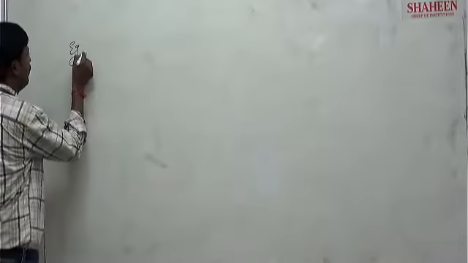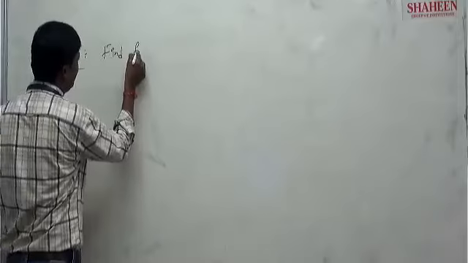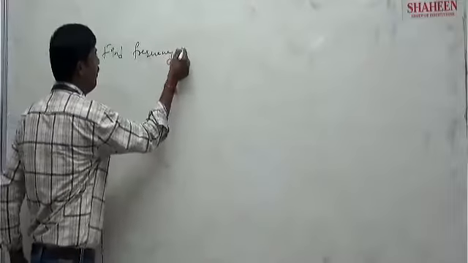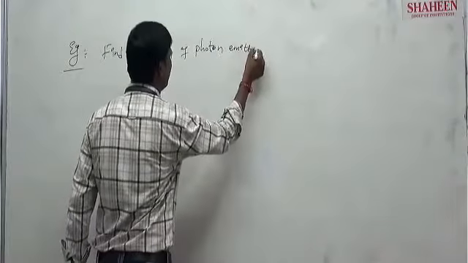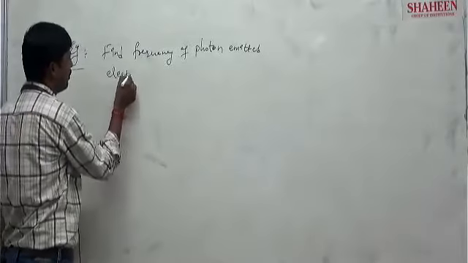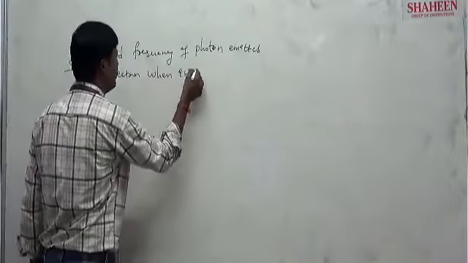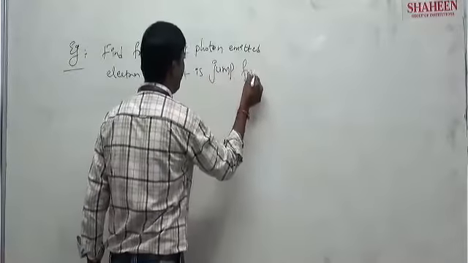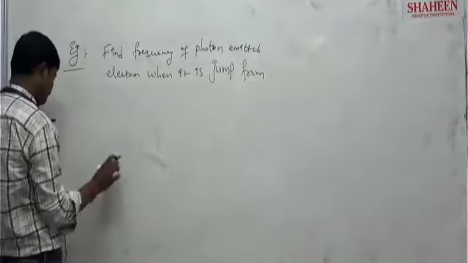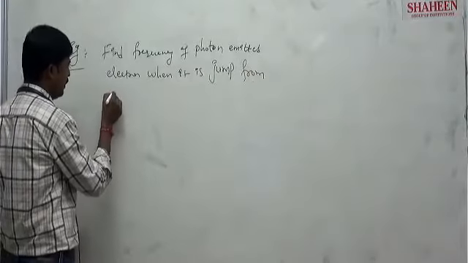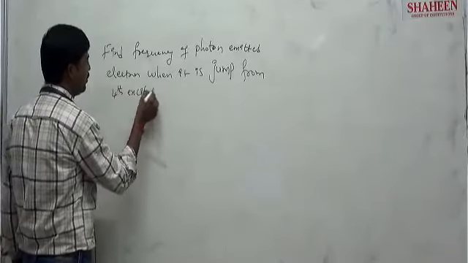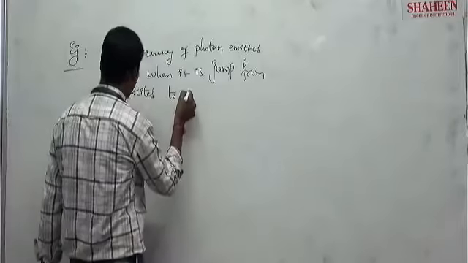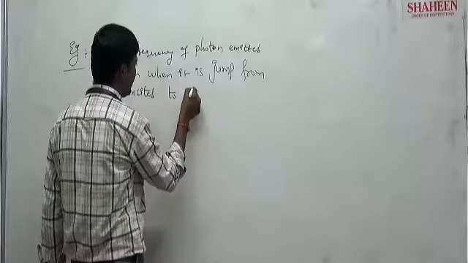Write down the question. Find the frequency of photon emitted by electron when it is jump from fourth excited state to second excited state.